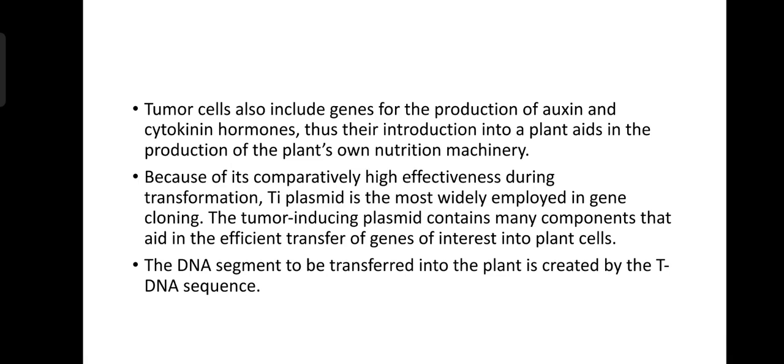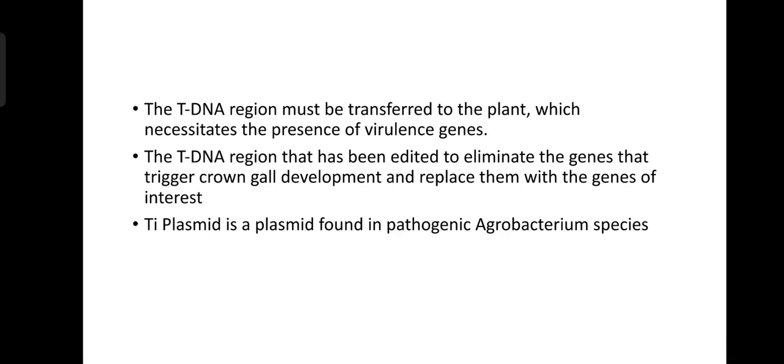The tumor-inducing plasmid contains many components that aid in the efficient transfer of the gene of interest into the plant cell. The DNA segment to be transferred into the plant is created by the tDNA sequence. The tDNA sequence is the region which is present in the plasmid. It is also called transfer DNA because this region is integrated into the plant genome. The tDNA carries the genes for tumor induction and therefore it is integrated inside the plant genome. It leads to tumor formation.